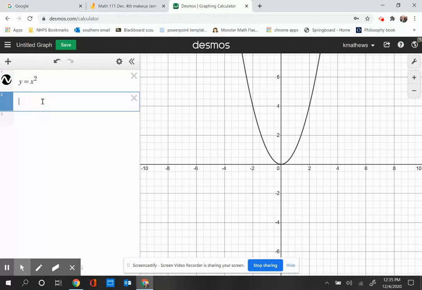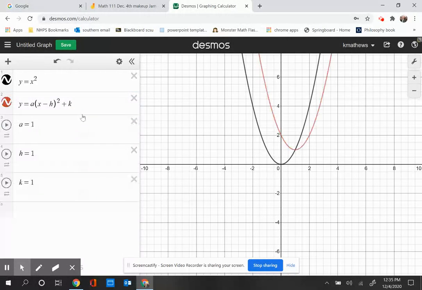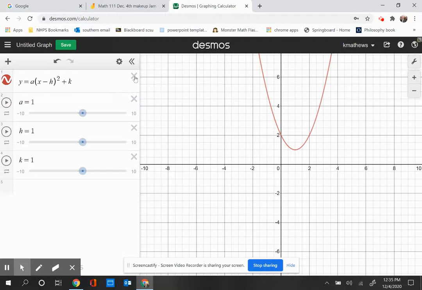All right, so now let's go with the variables. So y equals a times x minus h squared plus k. And I'll add sliders for all of them. And let me hide this so it doesn't get in the way.